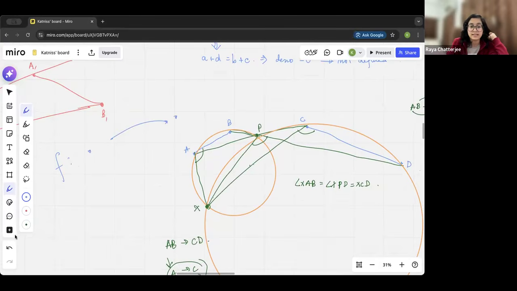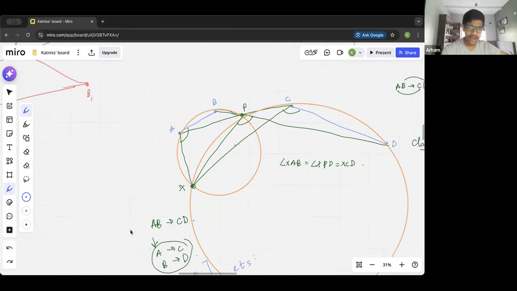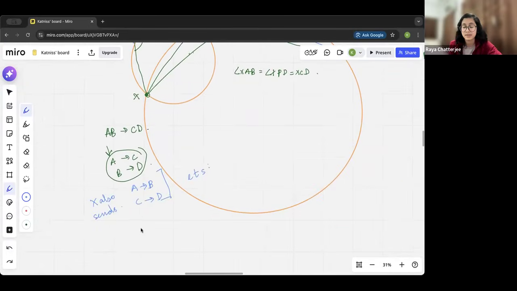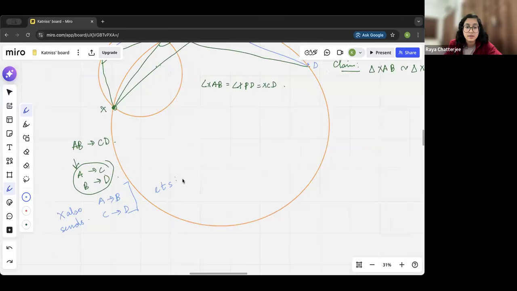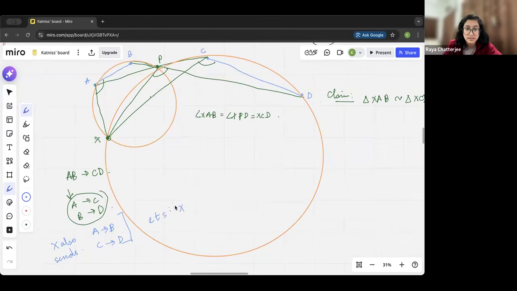Wait, that's very... you're saying the spiral center of AC and BD is also X. Yes, exactly. Oh, okay, that makes sense. So it is enough to show that triangle XAC is similar to triangle XBD, right?